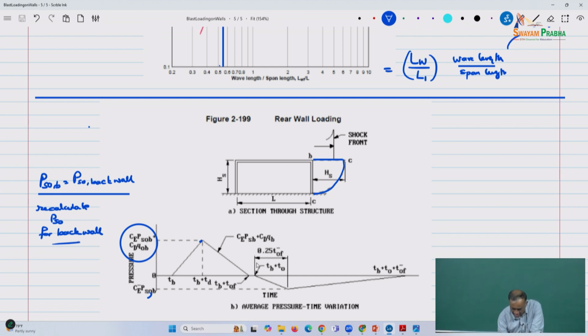Then that's the curve going down. So you have TB, the rise time, TD, and TB plus TOF. So this is your TOF, and this is your TOF minus, and then it starts at T naught. T naught is the positive load duration.